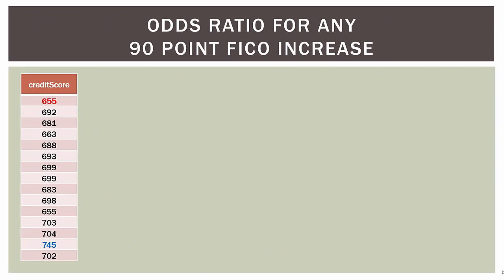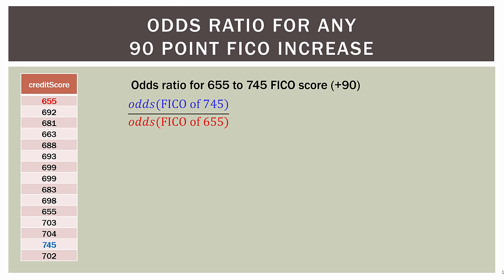So now that we have some estimated probabilities, we can go ahead and talk about the odds. What we're going to do here is calculate the odds ratio for this 90-point increase in FICO score. The odds ratio for a 655 to 745 FICO score increase, or 90-point increase, can be calculated like this. On the top, we're going to have the odds of being approved if you have a FICO score of 745. In the denominator, we're going to have the odds of being approved for a FICO score of 655.